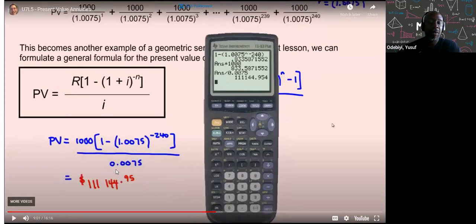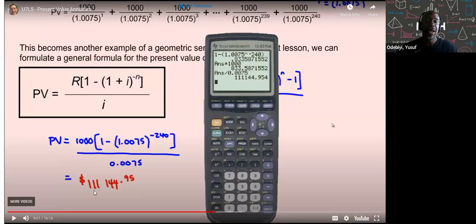So what did we say the person needed? Well, it says here the person only needs $111,144.95. So the person needs only that much in order to take out $1,000 a month for 20 years, right? And remember, we said it was going to be less, because if you do the math, $1,000 a month times 20 years, well, that's $240,000. But we're saying you don't need $240,000 to save in your account right now.